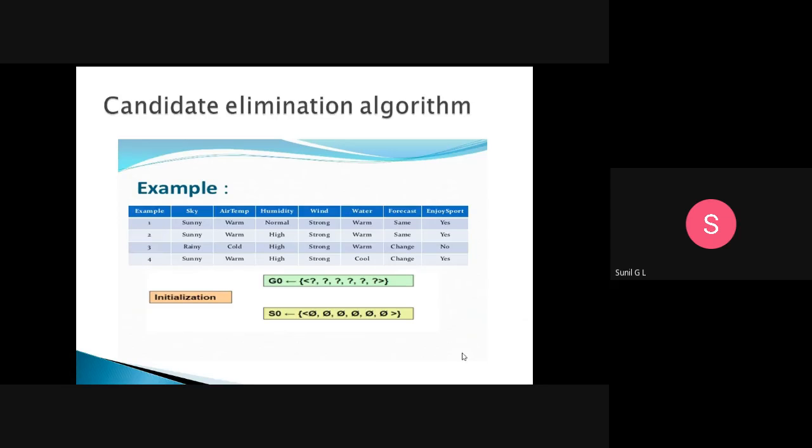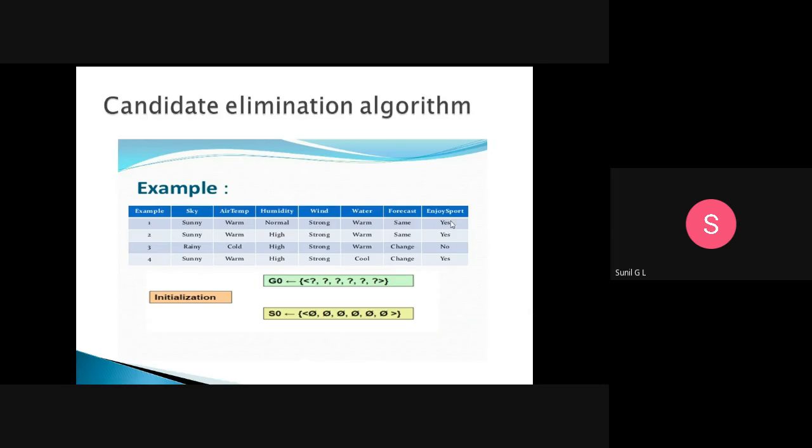Here we are taking an example: whether we will enjoy sports or not. We have six attributes: sky, air temperature, humidity, wind, water, and forecast. Based on these parameters, sky is sunny, air temperature is warm, humidity is normal, wind is strong, water is warm, and forecast is same. Based on these attribute values, we decide whether we will enjoy sports or not.